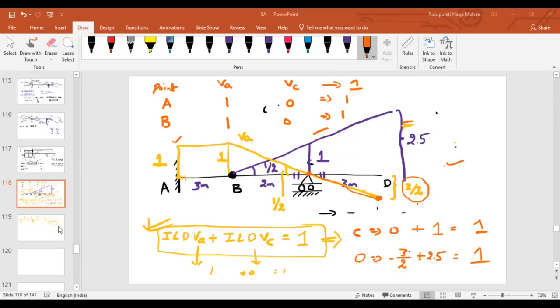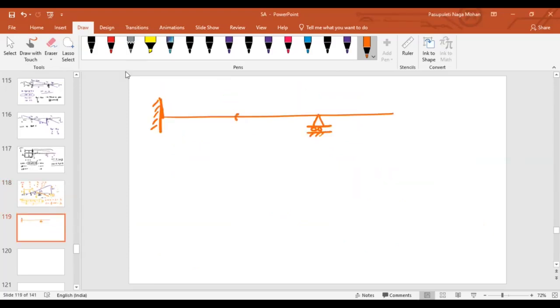Now let us draw the shear force diagrams. Which one can I draw first?